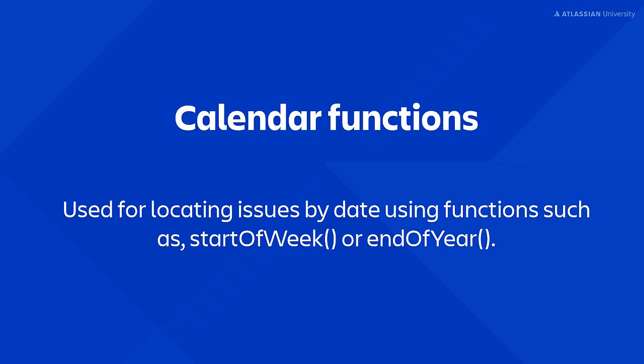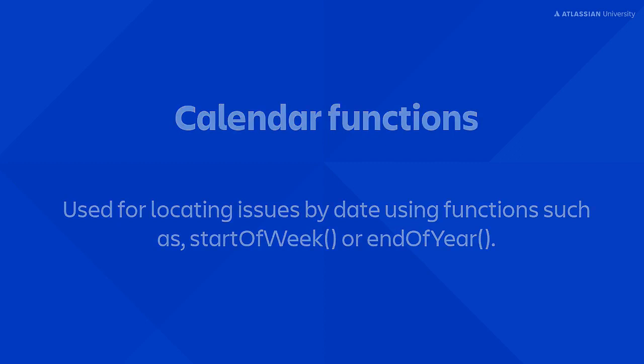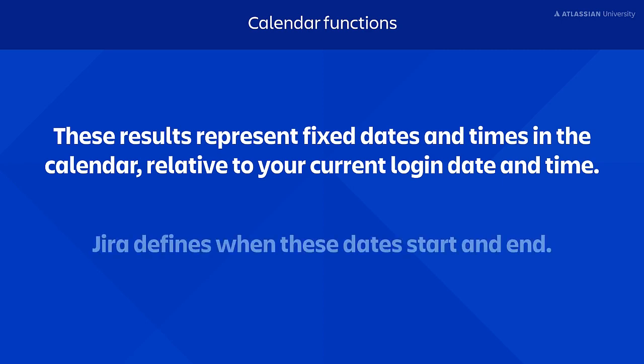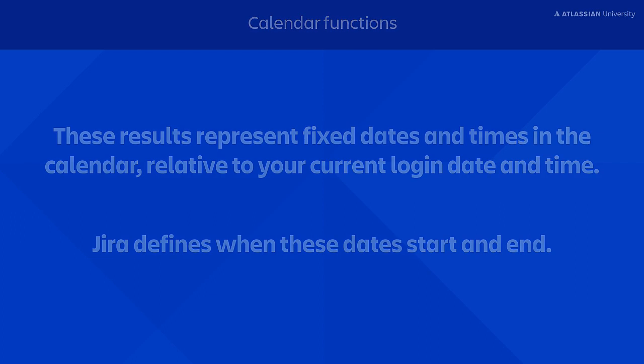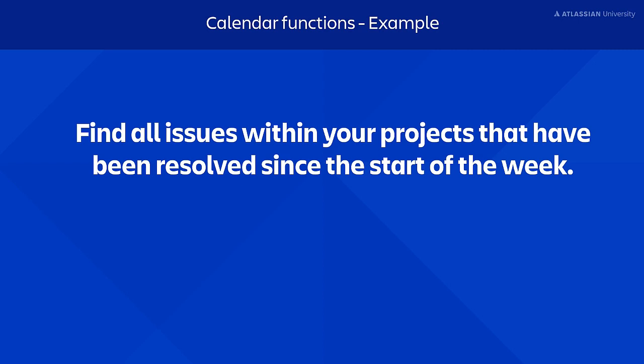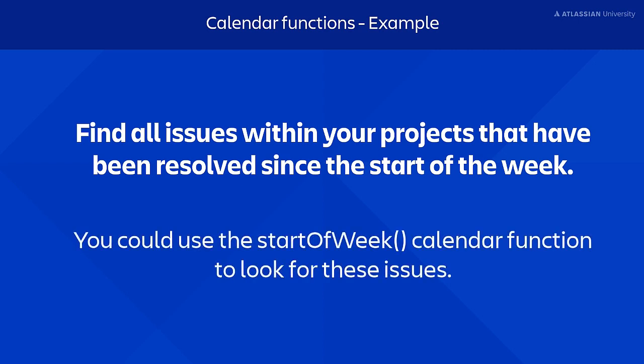Calendar functions are used for locating issues by date, using functions such as start of week or end of year. These results represent fixed dates and times in the calendar relative to your current login date and time. Jira defines when these dates start and end. For example, say you wanted to find all issues within your projects that have been resolved since the start of the week. You could use the start of week calendar function to look for these issues.